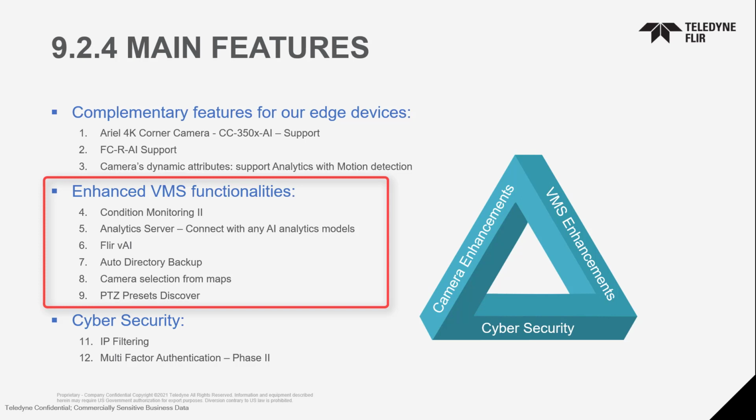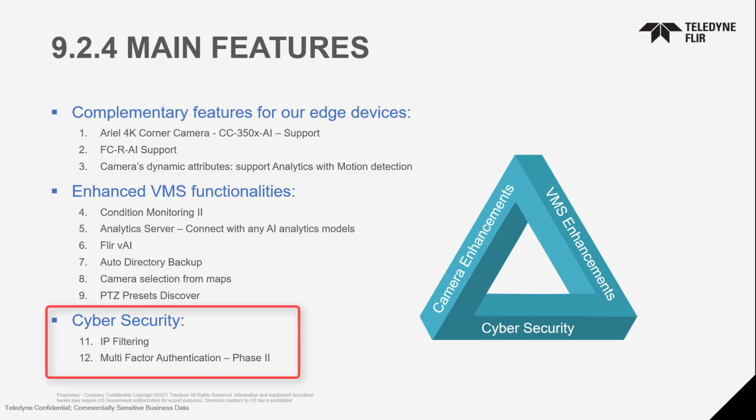A couple of smaller things. We've added functionality for the auto directory backup. We can now discover PTZs and import existing presets as part of the camera discovery process. We can also now go directly to query right from clicking on a camera on the map in Control Center. Finally, we've added the cybersecurity features that you can see here, IP filtering and phase 2 of our multi-factor authentication platform.